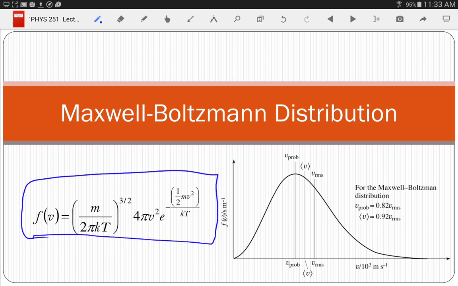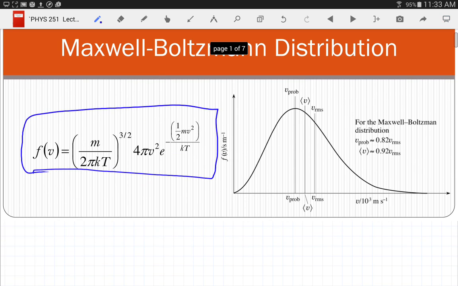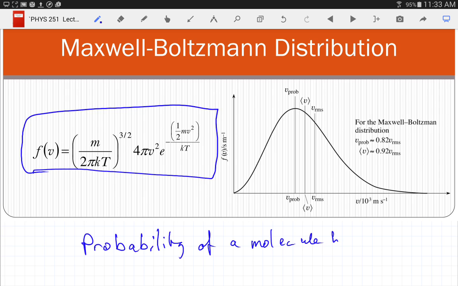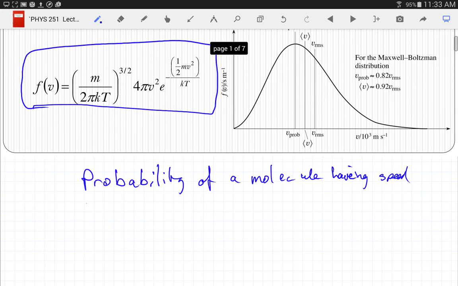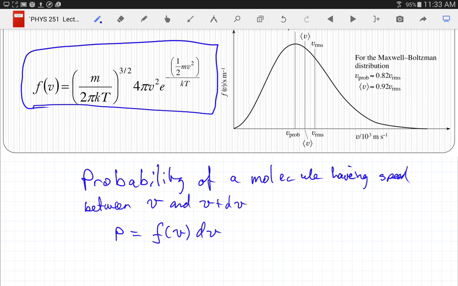It's telling us about the probability of a single molecule having a speed within a range. So if you want the probability of a molecule having speed between v and v plus dv, that probability is this function dv. In fact, we call it a probability density because it's a probability per a small amount of velocity.